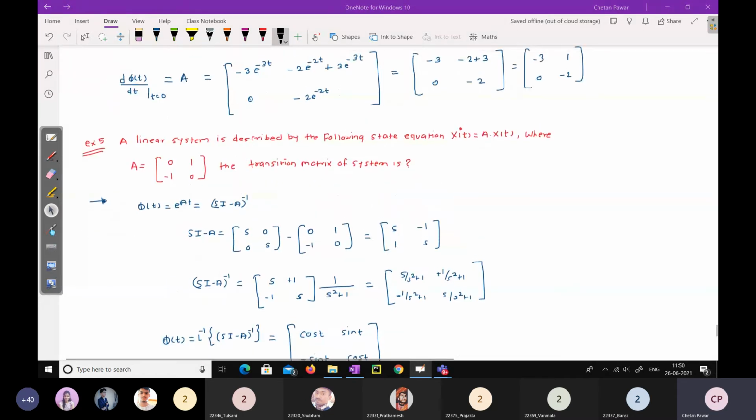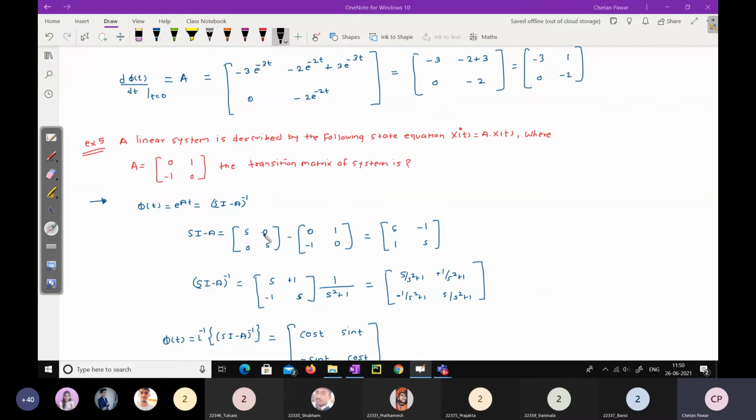A linear system is described by the following state equation. X dot of t is equal to A into x of t, where A is given and we need to find out a state transition matrix. Reverse thing. A is given, but we need to find out the state transition matrix. So what is the state transition matrix? Phi of t is equal to e raised to At. What is e raised to At? It is the inverse Laplace of (sI minus A) inverse.